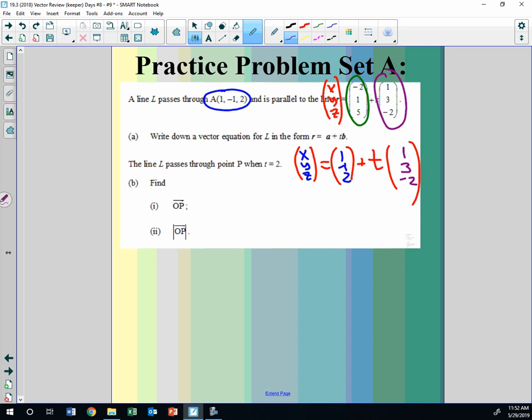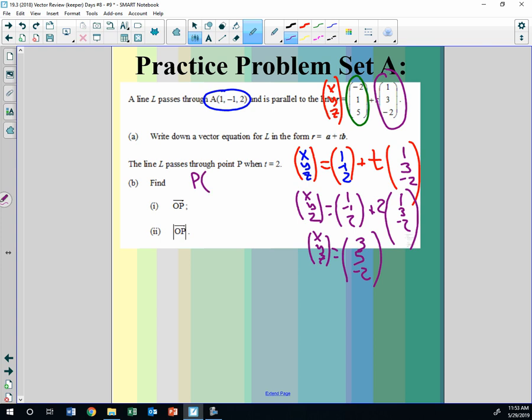Then it says, find the point P on the line when T equals 2. Well, the whole point of this vector equation is to generate points. So if T equals 2, X, Y, Z is equal to 1, negative 1, 2, plus 2 times 1, 3, negative 2. So you can kind of see how slick this is in calculating. 1 plus 2 is 3. Negative 1 plus 6 is 5. 2 minus 4 is negative 2. So my point P is 3, 5, negative 2.